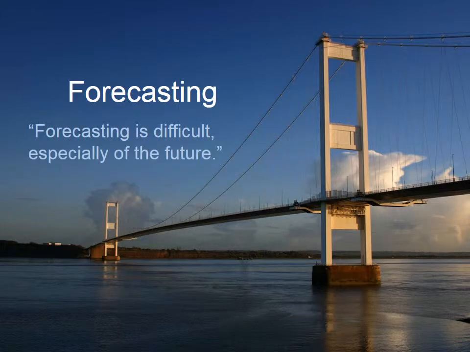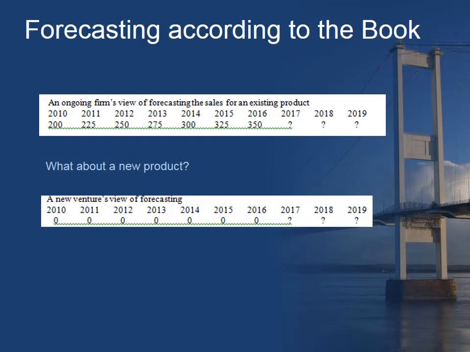First off, forecasting is difficult, especially of the future. It's a famous quote, and it's attributed to very, very many different people. Forecasting is not easy. Forecasting, according to the book, well, you have an ongoing firm's view of forecasting sales for an existing product. Here we have sales levels for the past 7 years. See if you can estimate what you think sales might be in 2017. Well, obviously the answer that you might come up with here would be 375 units.